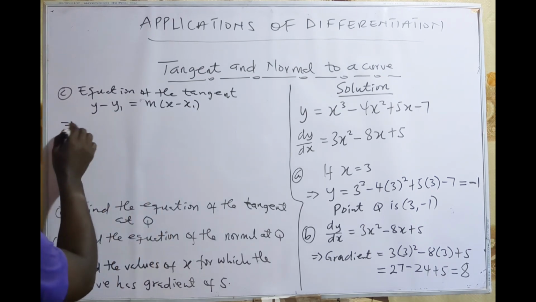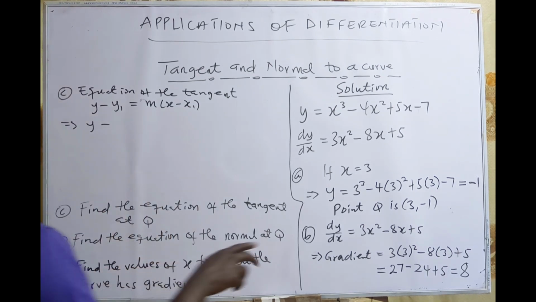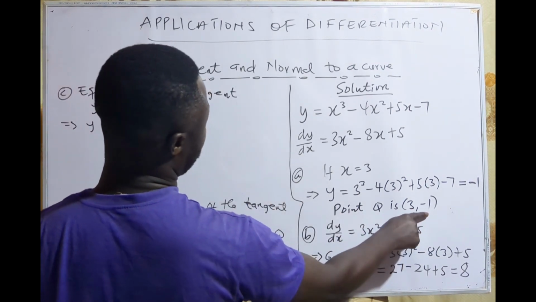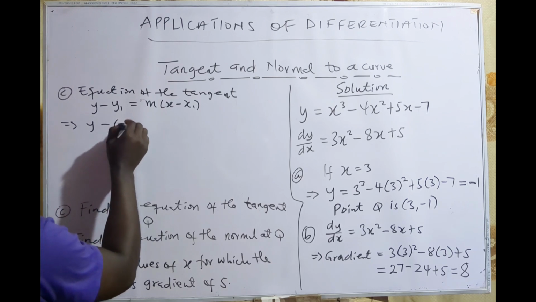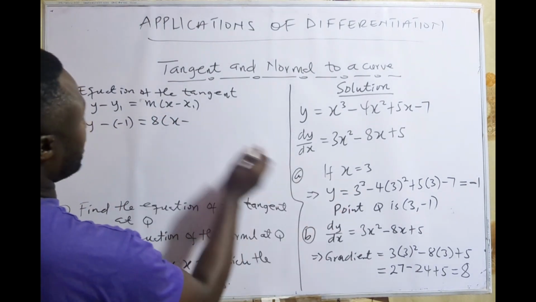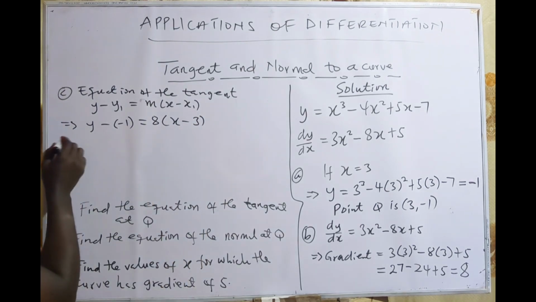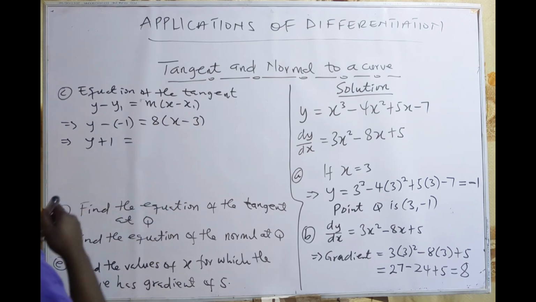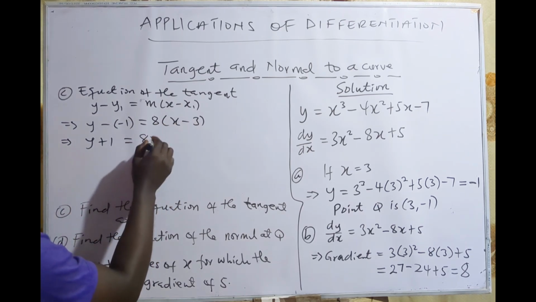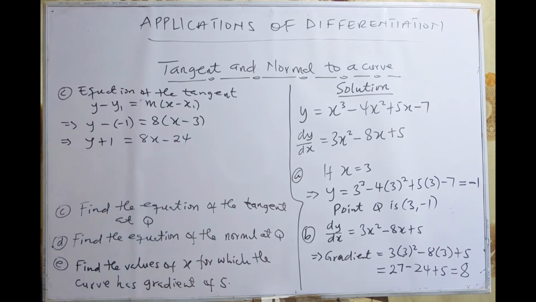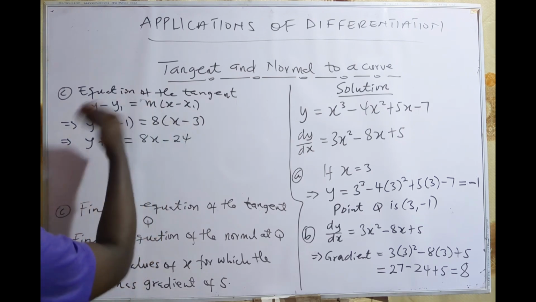Okay. So y minus y1. Our point Q is (3, -1), so this becomes our x1, y1. So our y1 is negative 1. So y minus -1 equals the gradient 8 times x minus 3, x1. So it becomes y plus 1 equals, so we can expand this. 8 times x is 8x. 8 times 3 is what? Is 24.